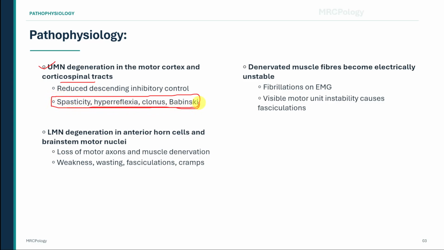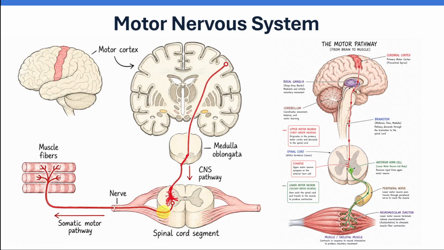Now consider lower motor neuron degeneration. Lower motor neurons arise from the anterior horn cells of the spinal cord or the motor nuclei of the brainstem. Their axons directly supply skeletal muscle. When these neurons degenerate, the muscle loses its nerve supply. This causes weakness, wasting, fasciculations, cramps, and reduced reflexes.